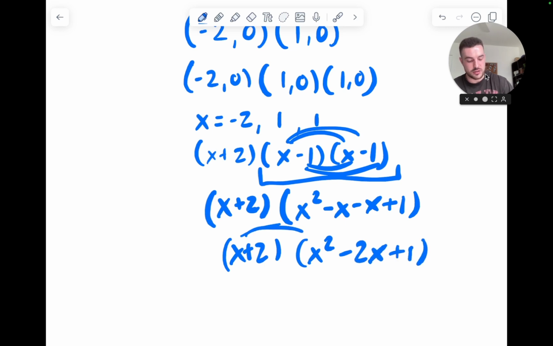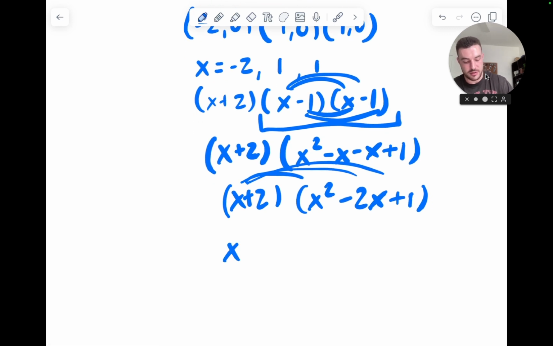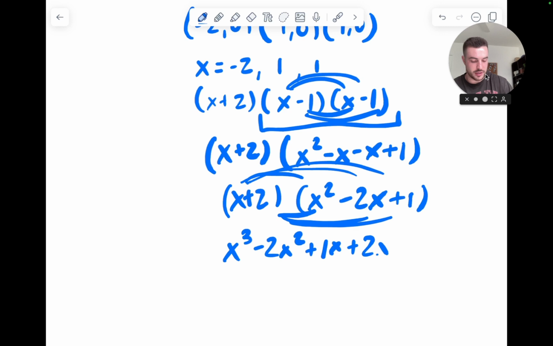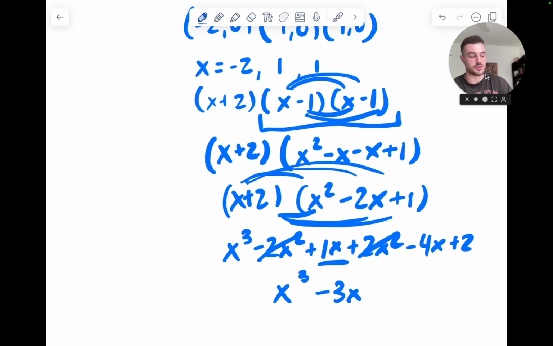And then we can distribute into that last one more time to give us x to the third minus 2x squared plus 1x. And then do the same thing with our 2, plus 2x squared minus 4x plus 2. And a final answer of x to the third. Our x squares actually cancel, and we get minus 3x because we have plus 1 minus 4, and then a plus 2. So this will be our final polynomial.